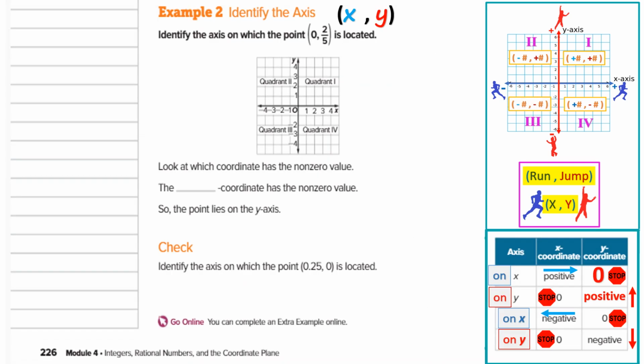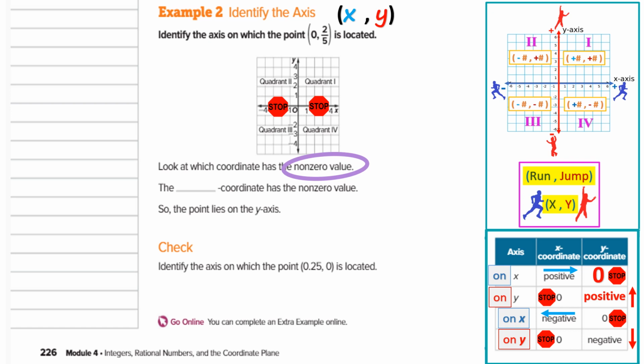All right. So now when I look at this one, it says identify the axes in which the point 0, 2/5 is located. So I have to tell which axis it's going to be on. Is it going to be on the X axis or is it going to be on the Y axis? So I ask myself, am I moving for my first number? What does the X tell me to do? Well, it's 0, so I don't do anything, right? So I'm not going to go forward. I'm not going to go backwards. Therefore, if I have 2/5, it's positive. I know I'm going to go up, and therefore it has to be on the Y axis.